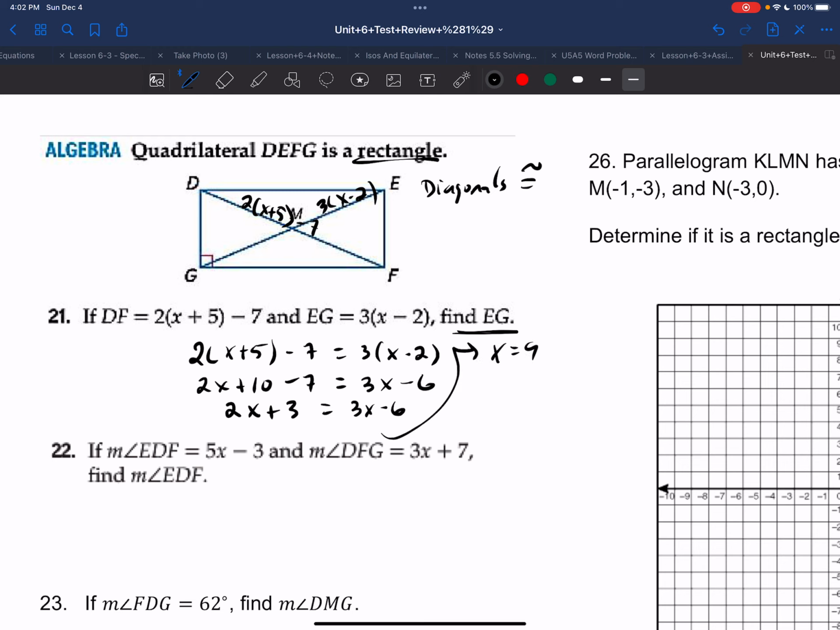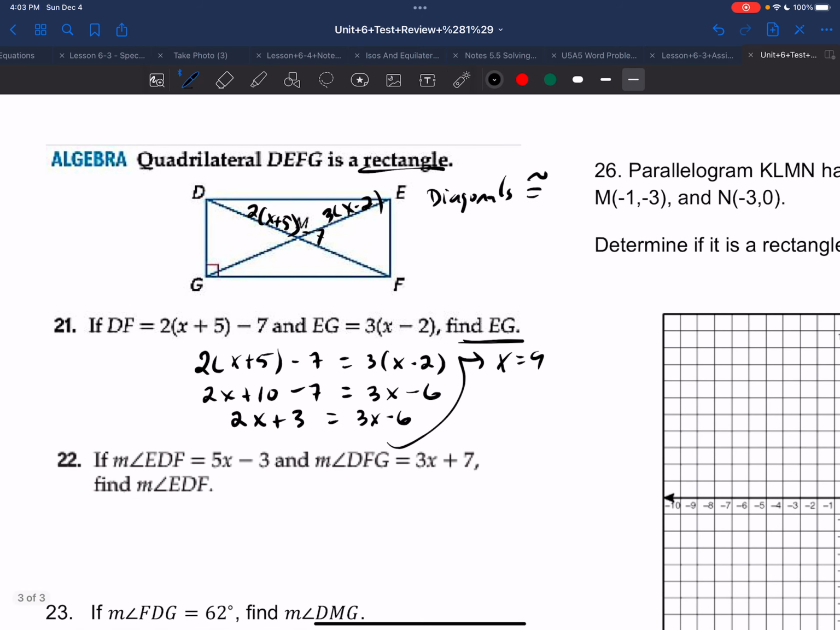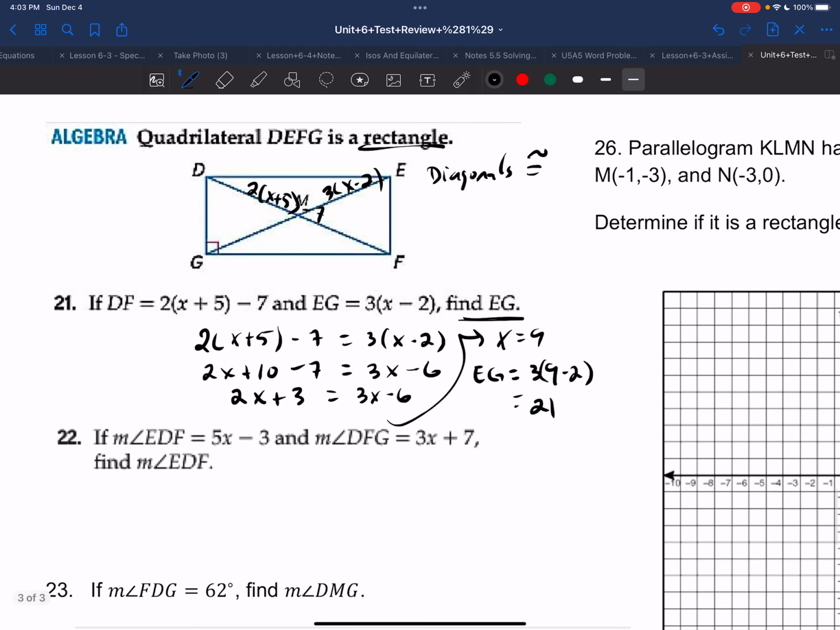Okay? But I'm not looking for x. The problem doesn't state that I should be finding x. It asks me to find what EG is. Well, here's EG. It's 3 times the quantity x minus 2. So if I know what x is, I'm just going to plug it in. EG, which is equal to 3 times 9 minus 2. 3 times 9 minus 2, that's going to be, well, 9 minus 2 is 7. 7 times 3, that's 21. My answer is 21. The measure EG is 21.